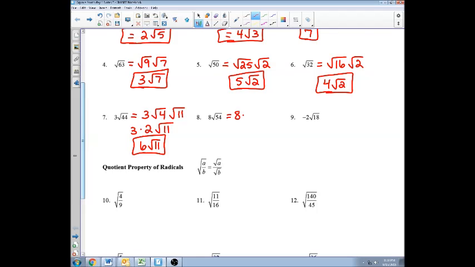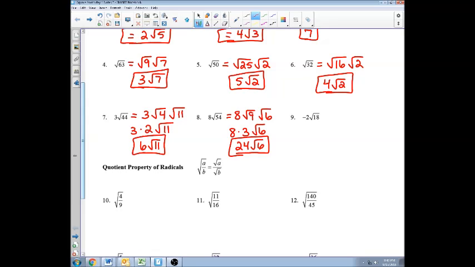Rewrite my square root as the square root of 9 times the square root of 6. Well, the square root of 9 is a perfect square, but the square root of 6 is not. So I'm going to end up leaving the square root of 6 as just the square root of 6. The square root of 9 is 3, so it would be 8 times 3 times the square root of 6. 8 times 3 is 24 times the square root of 6, and I am finished. Okay? On to number 9.